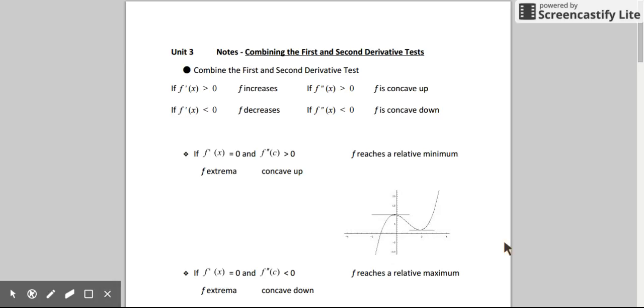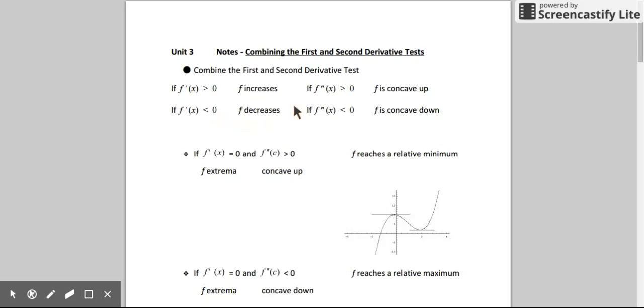In this video, I'm going to be describing how we can use the first and second derivative tests to describe behavior of a graph. Let's review what we know about our first and second derivative tests. We know that if the first derivative is positive, our slope is positive, so our graph is increasing on that interval. If our first derivative is negative, that means our slope is negative, which means our graph is decreasing on that interval.